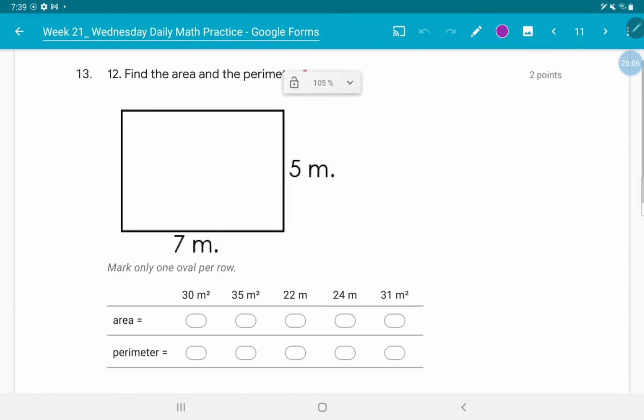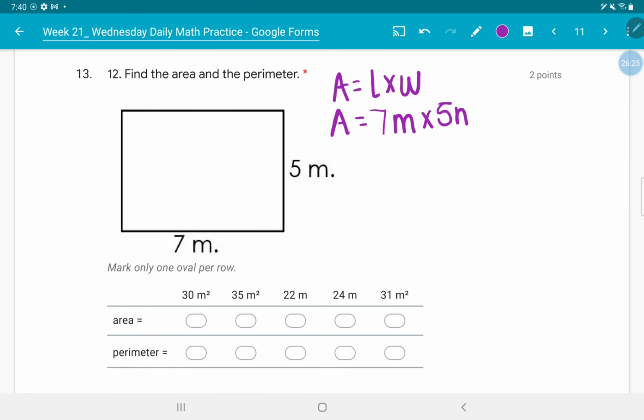Next we have area and perimeter of a rectangle. So we're going to find the area first. Remember, area equals length times width. So we have a length of 7 meters times a width of 5 meters. Area equals 7 times 5, which is 35. And I have my unit is meters. So my unit for the area will be square meters.